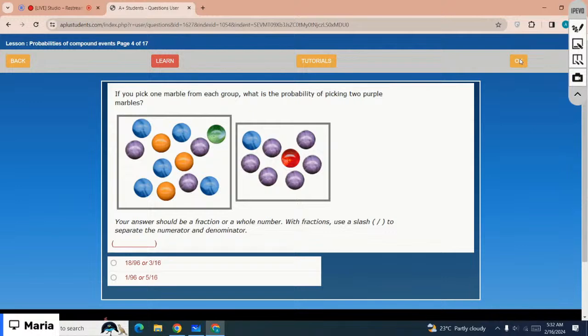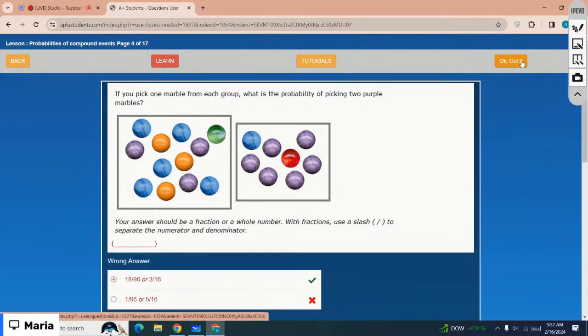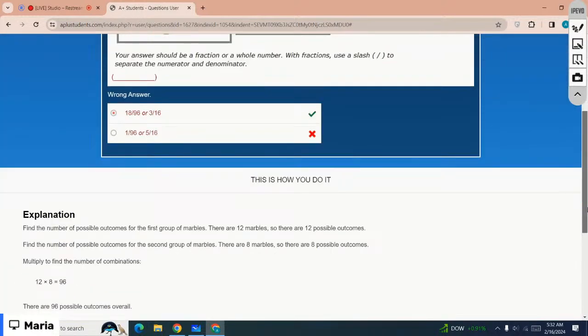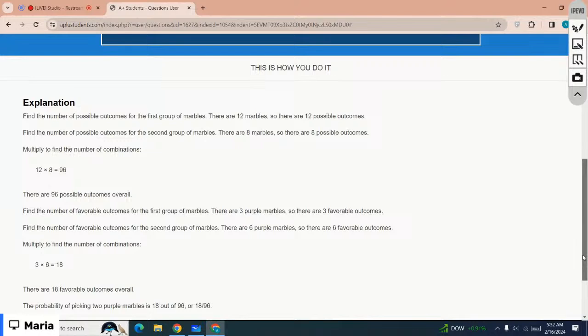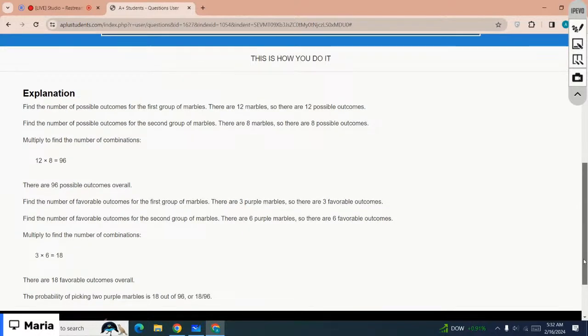That is 1 over 96 or 5 over 16. Option number 2 is the correct option, right? 1 over 96 it is. 18 over 96. Why 18 over 96? Hold on. One from each group you have to select, right? Okay, the total outcomes are 96.